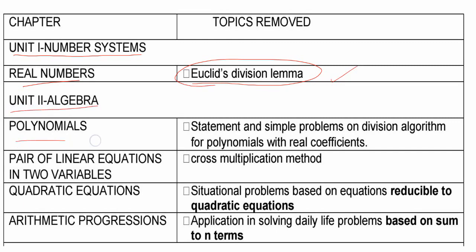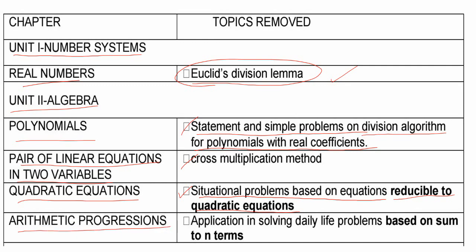Second unit, algebra. Here we have polynomials. In this, statement and simple problems on division algorithm for polynomials with real quotient. This topic is deleted. Pair of linear equations in two variables. The cross multiplication method, that entire method is deleted. Quadratic equations. Situational problems based on equations reducible to quadratic equations. This topic is deleted, meaning the last exercise is deleted. Arithmetic progression. Application involving daily life problems based on sum to n terms. The last 5 or 6 application problems only are deleted in AP. Let's see the next topics.